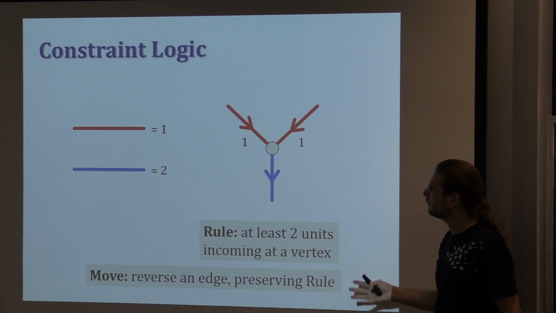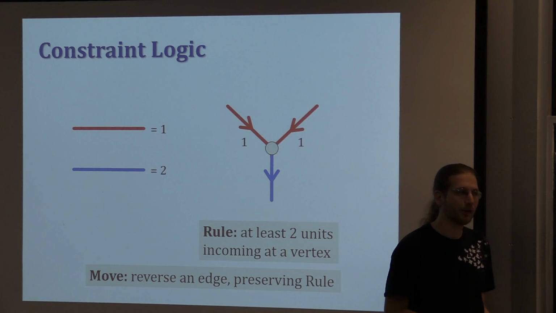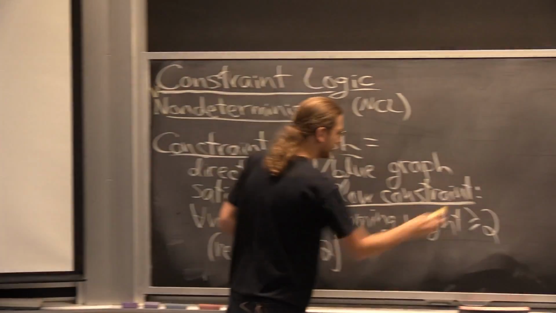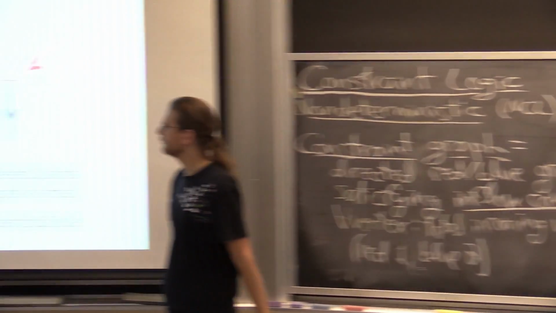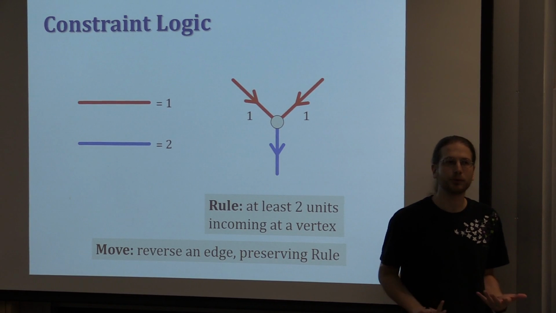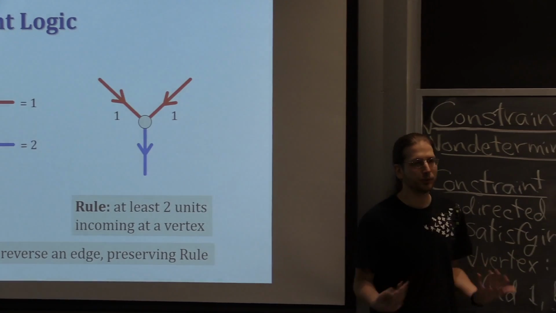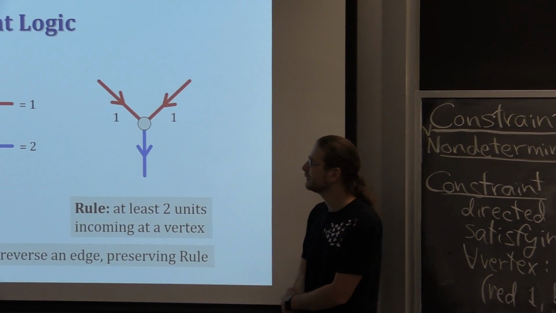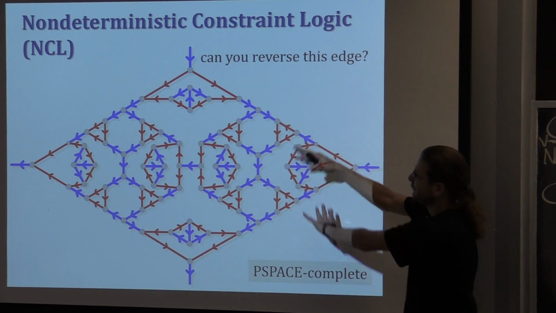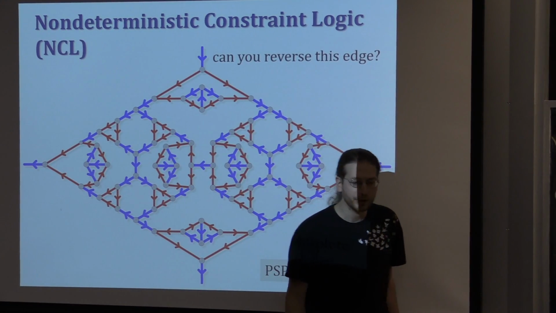Okay, so in general, we start with some constraint graph. We're going to do a sequence of moves. At all times, we should have a valid constraint graph, meaning you satisfy the inflow constraint. So those are the rules of the game. And at each time step, you can make any valid move you want. That's the non-deterministic aspect. And that mimics most puzzles. You're not told which move to do. You get to choose which move to do. Guess which move to do, if you like. So the NCL problem is I give you some crazy network like this, and I want to know, can I reverse a particular edge? That's one version of the problem.